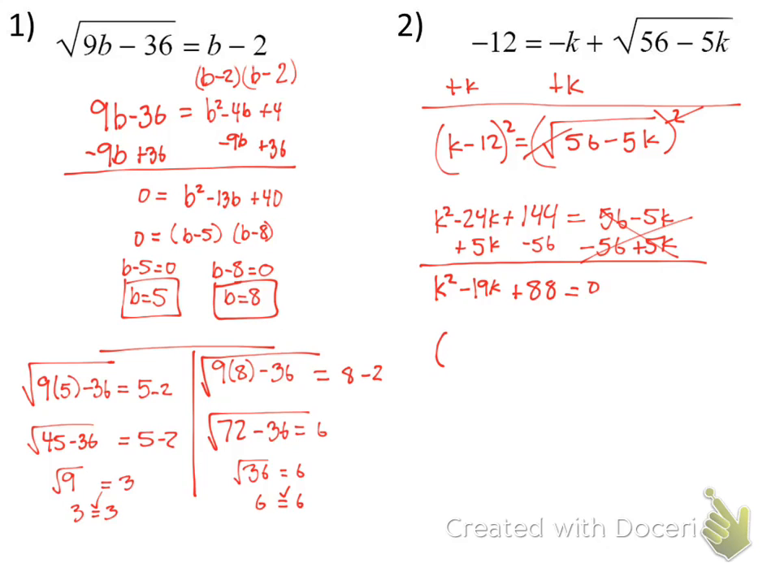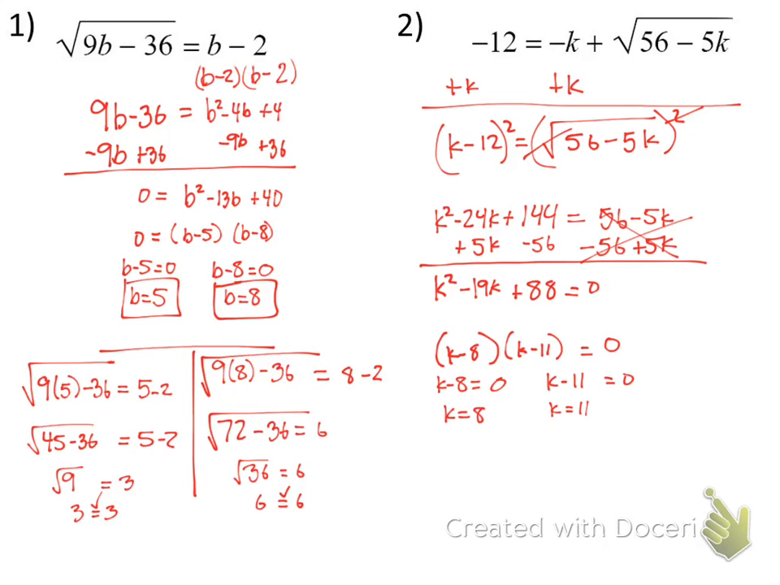So we factor the left-hand side now. We got k minus, what is this, 8 times k minus 11. You do an X box if you needed to, which is equal to 0. So therefore k minus 8 is equal to 0, and k minus 11 is equal to 0. It's the zero product property. So k is equal to 8, and k is equal to 11.